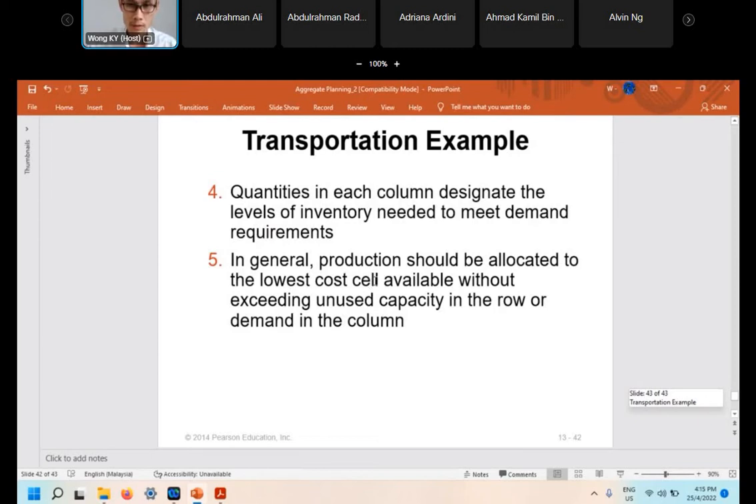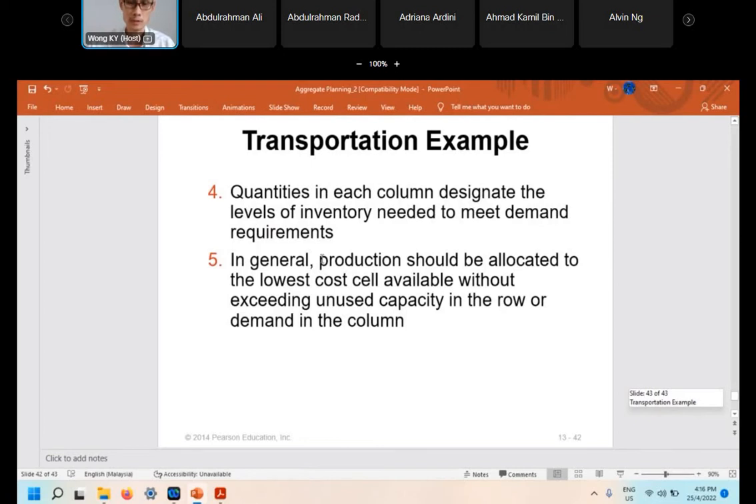Once we are done, we then find the next cell with the next minimum cost, and we allocate as much as possible. When we are done, we look for the next cell with the minimum cost, and we try to allocate as much quantity as possible. This is how it works, as simple as this. When you allocate the quantity, you must make sure that the capacity is not exceeded and the demand is also not exceeded.